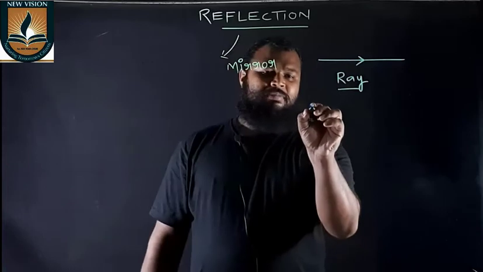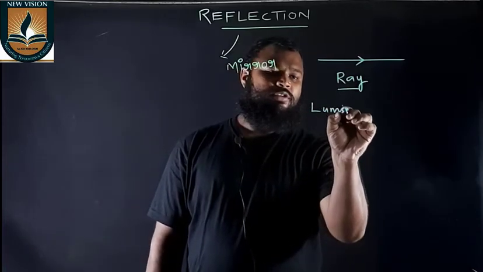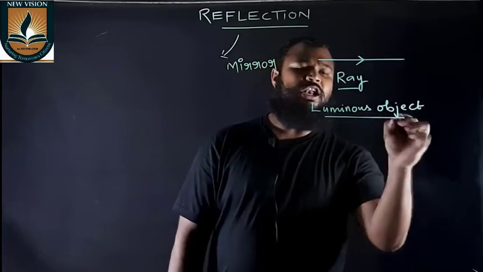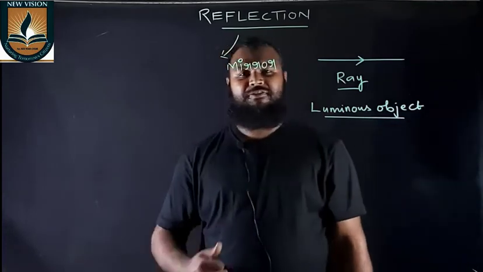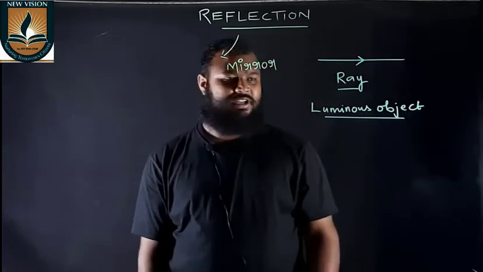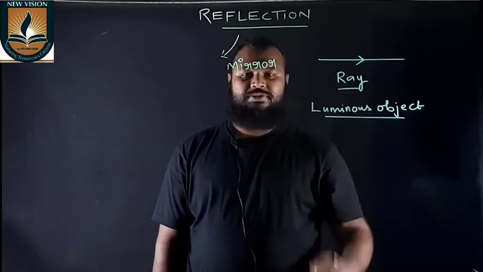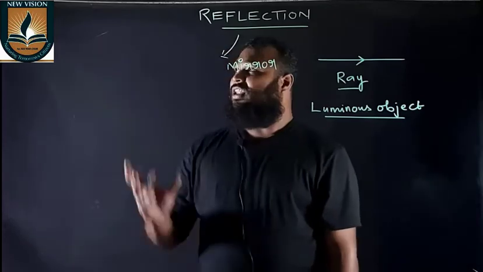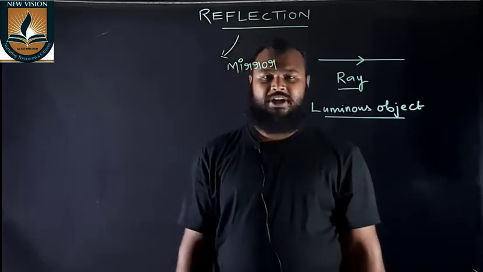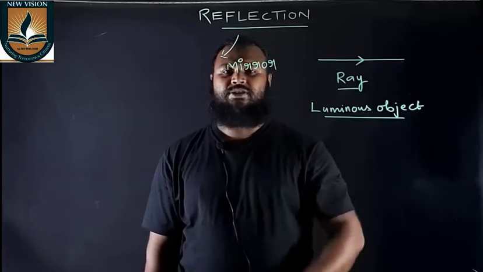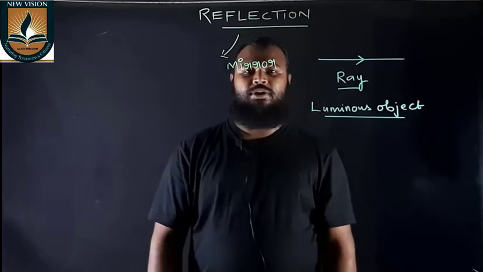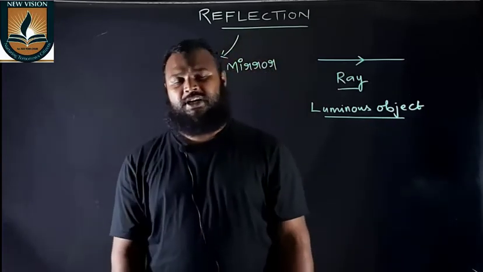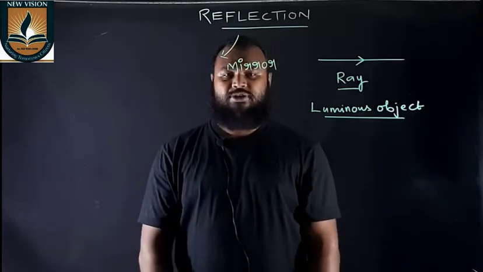And let me tell you the meaning of luminous object. An object which emits light is called a luminous object, and an object which reflects light is called a non-luminous object. A luminous object emits light, like the sun emits its own light. A bulb emits light, so it is a luminous object. The object which reflects light is called a non-luminous object. For example, the moon reflects light, a mirror reflects light, and you have reflectors in studios which can reflect light. Those are called non-luminous objects.